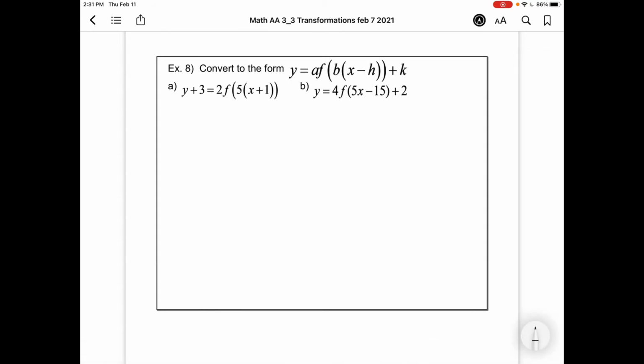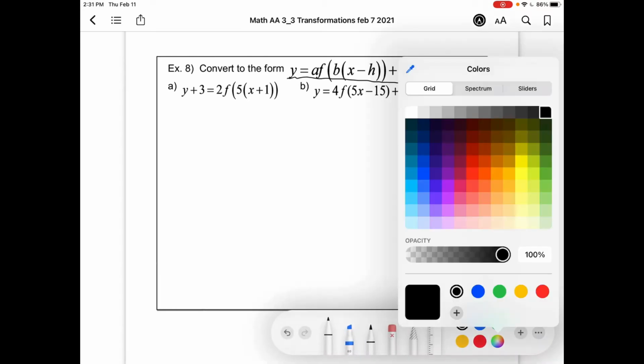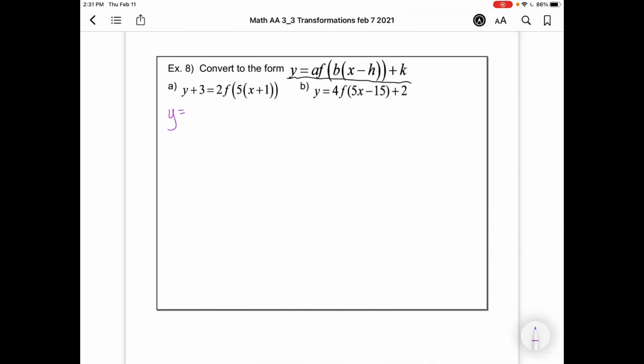So with that in mind, let's make sure that we've got stuff in the correct form. If I take a look at these two examples, we really want to get stuff in this kind of form. And over here, I've got a problem. I've got y plus 3 on one side. So what am I going to do? I'm just going to move stuff over. I'm going to move that 3 over, and I have 2 f of 5 brackets x plus 1, and then minus 3 at the end. And that tells us all about our different transformations.